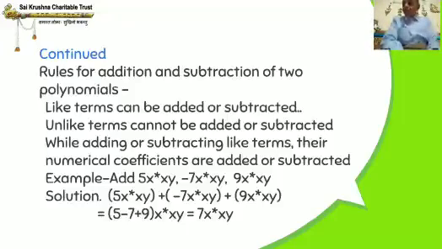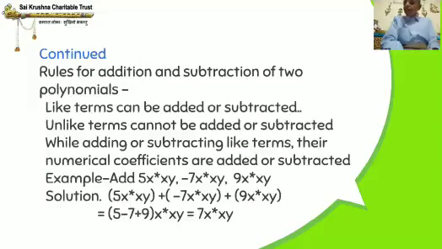Right. So, unlike terms cannot be added. For example, 5x plus 9x squared. Here they are unlike terms and we cannot add 5x and 9x squared. Why? Because they are unlike terms. So unlike terms cannot be added or subtracted, while when adding or subtracting like terms, their numerical coefficients are added or subtracted.